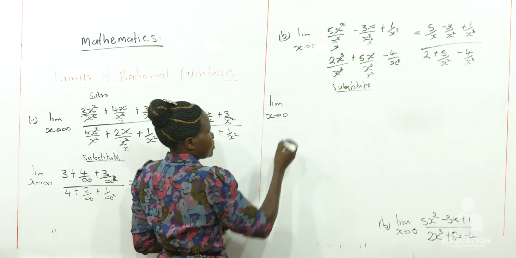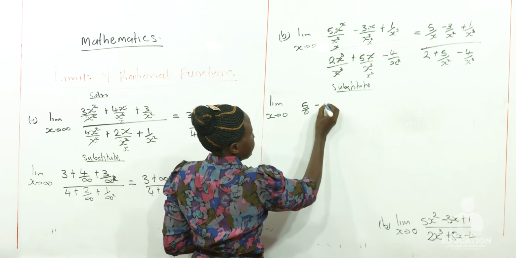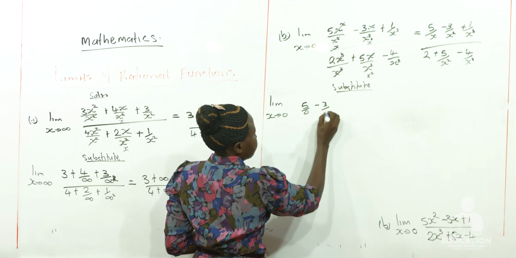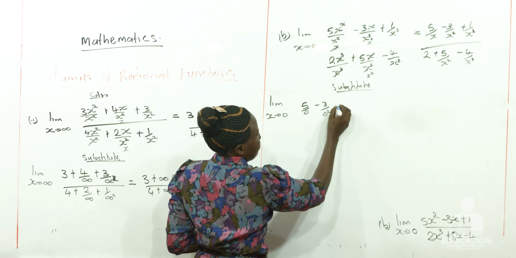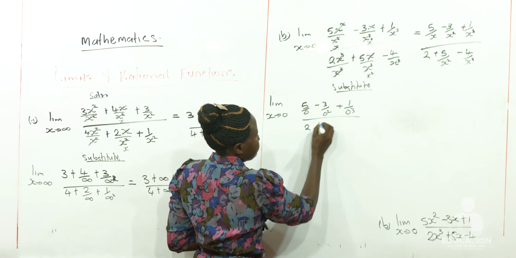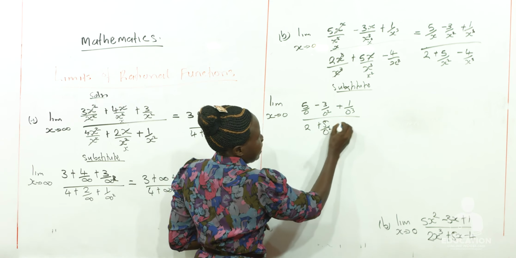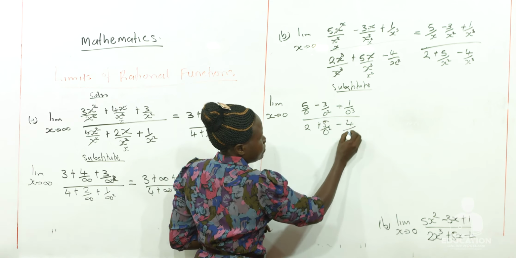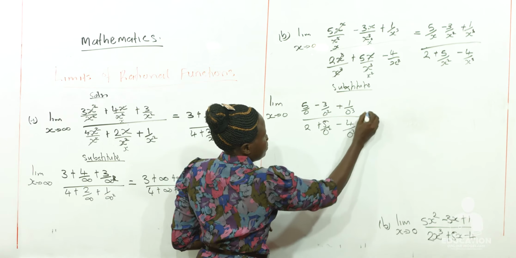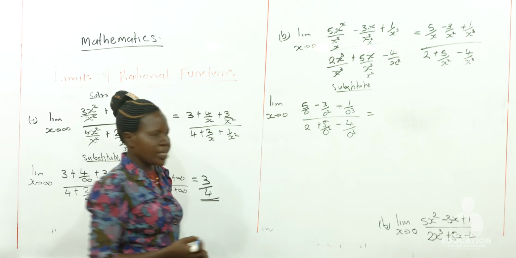So we shall have 5 out of 0, and then minus 3 out of 0 squared, plus 1 out of 0 cubed, divided by 2 plus 5 out of 0 squared minus 4 out of 0 cubed. So this will give us a real number divided by 0, we get 0.